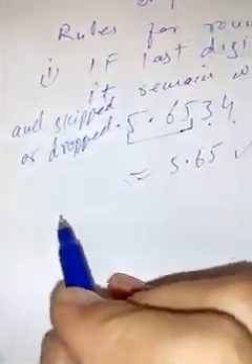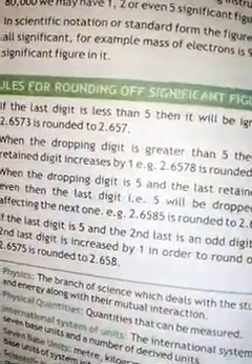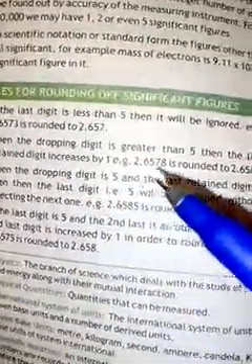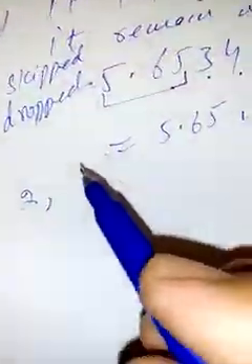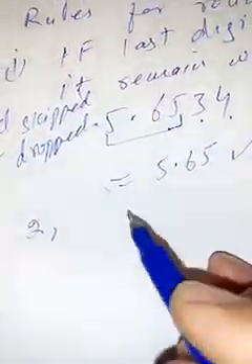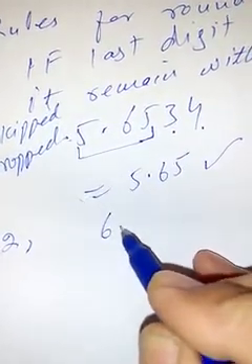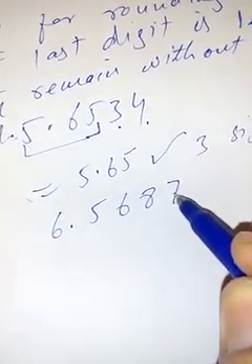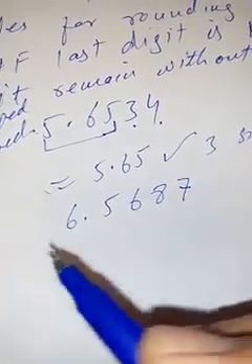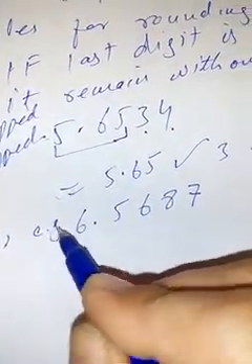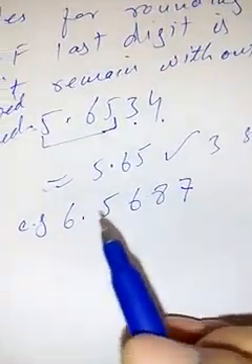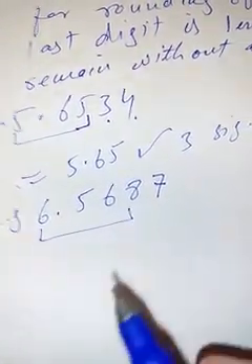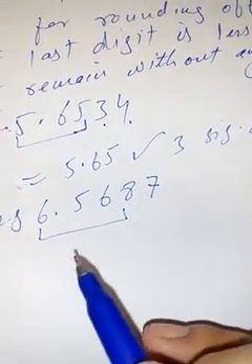The second rule for rounding up is: when the dropped digit is greater than 5, then the last retained digit is increased by 1. So, for example, we take another value, 6.5687. It is a measured value, any physical quantity. Now in this case, if there are again 3 significant digits, then the last two digits will be rounded off.